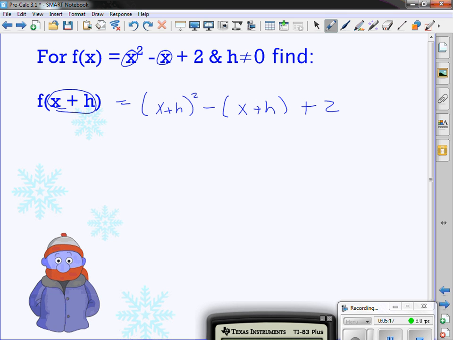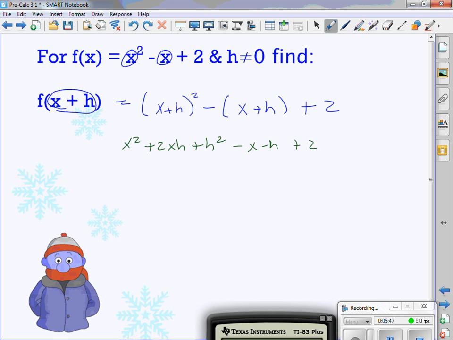X really means x plus h. Now I'm going to simplify this. (X plus h) squared is x squared plus 2xh plus h squared, using the shortcut method. Distribute here, minus x minus h plus 2. Can I combine anything? No.